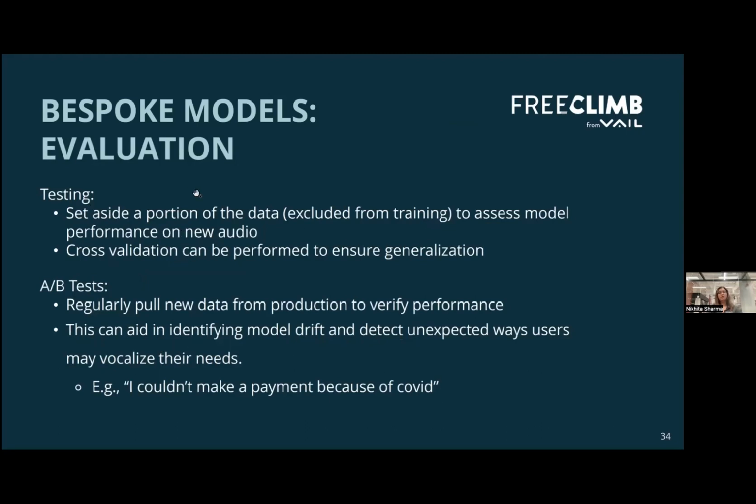I did mention monitoring the model. You can regularly pull data from production and verify the performance. This can, again, help in identifying if there's any drift, if there are unexpected ways users are talking to the system. For example, before COVID, nobody was really using the word COVID with a customer service application. And then all of a sudden, people started saying things like, I couldn't make my payment because of COVID. If the model was trained before COVID, it would not be able to recognize this word, and you would not expect people to say this. But once you have regular A/B tests, you can identify these kinds of issues and rectify the situation.